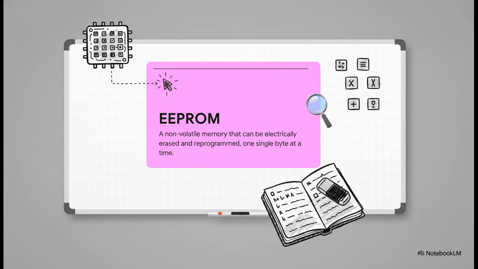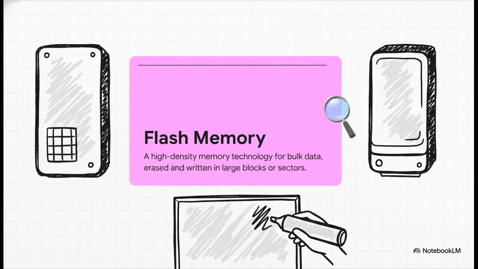EEPROM is all about precision. It lets you read, erase, and write your data one single byte at a time. It's like having a digital notepad where you can go in and surgically change one letter on the page without smudging anything else. And in the other corner, we have flash memory.